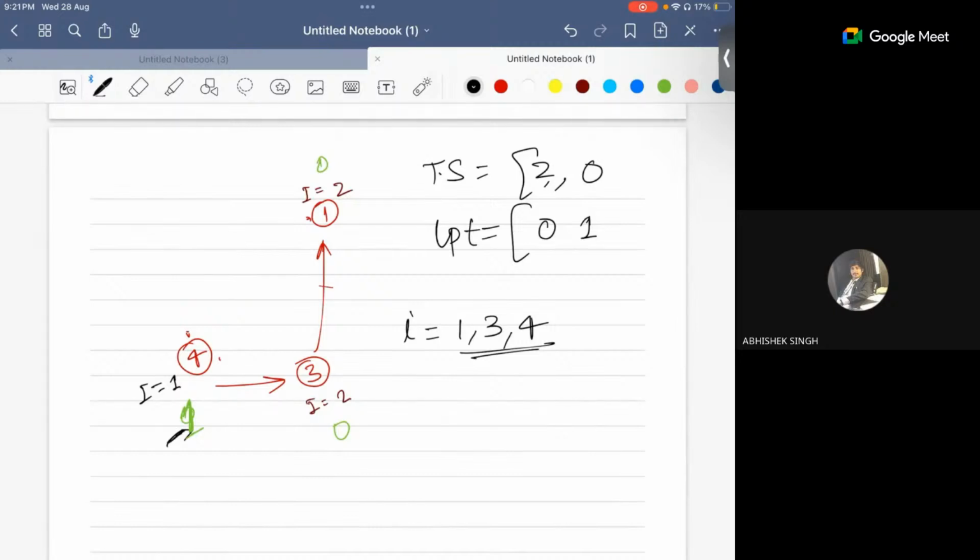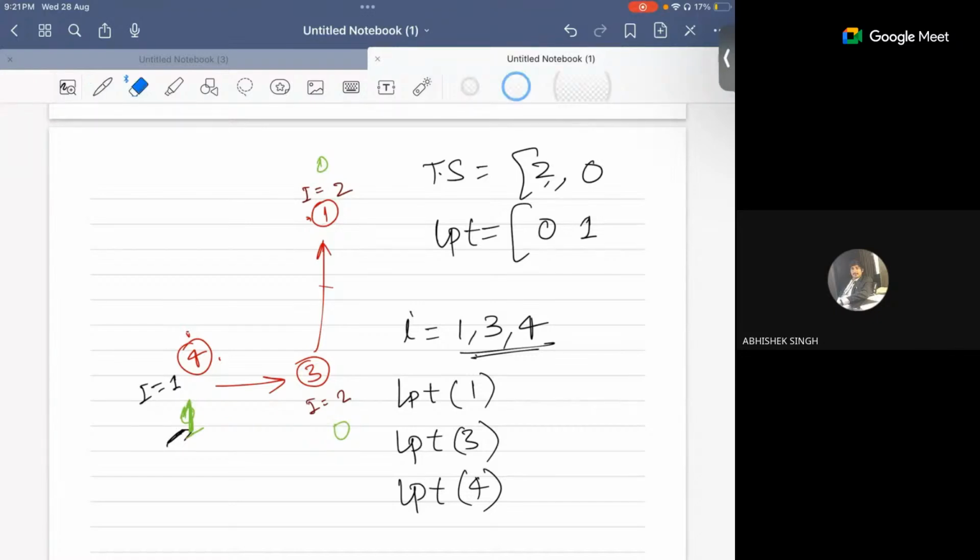So we'll update the integrity for 1, 3 and 4 because 1, 3, 4 are the only connected vertices, and we will update the longest path value also: LPT for 1, LPT for 3 and LPT for 4. Clear? So if I'm updating the value, for 3, 4 and 1, what will the integrity be? For 4 it will be 0. For 3, what will the integrity be? 1. And for 1, it will be 1 again. Correct?